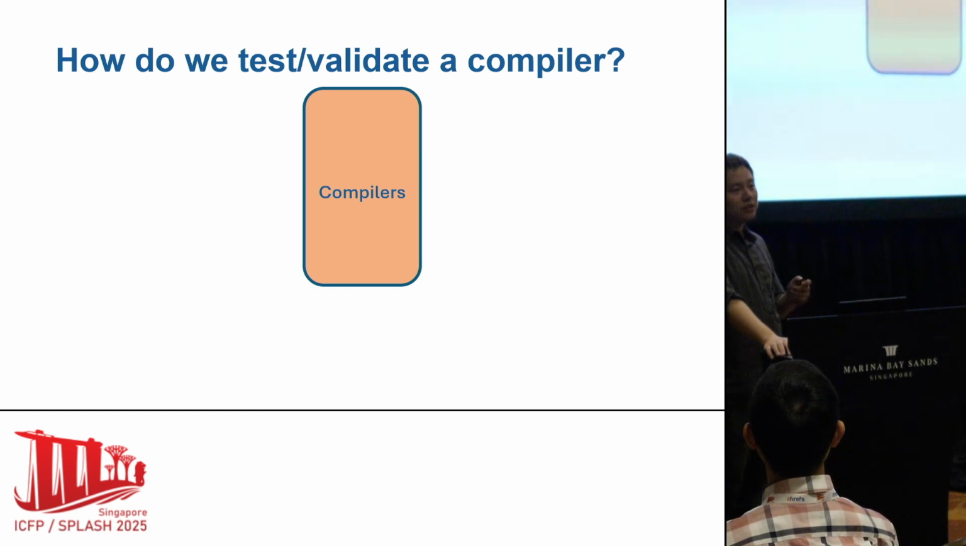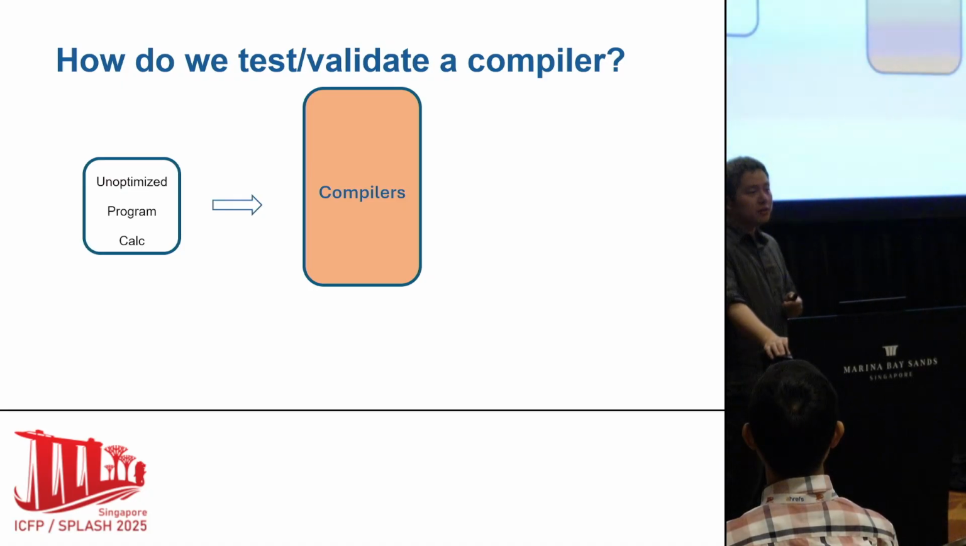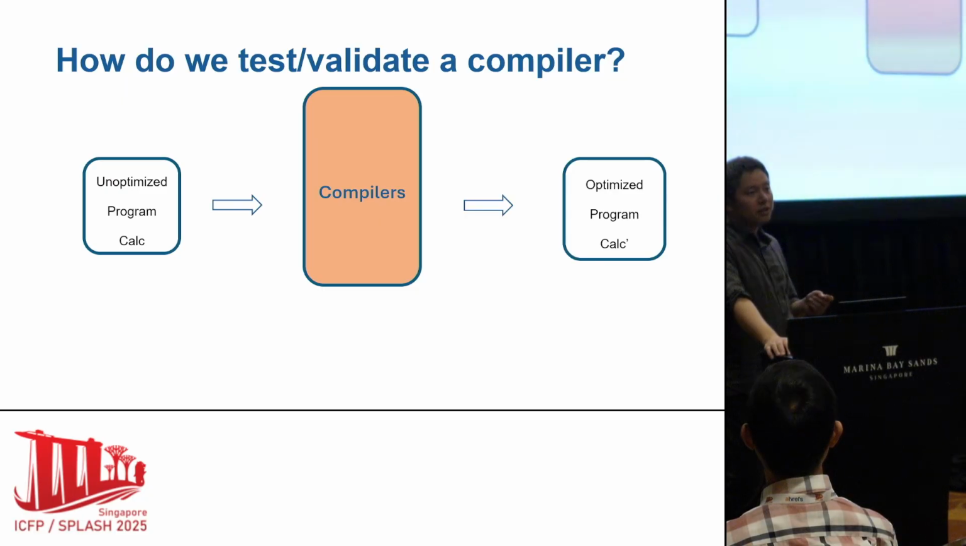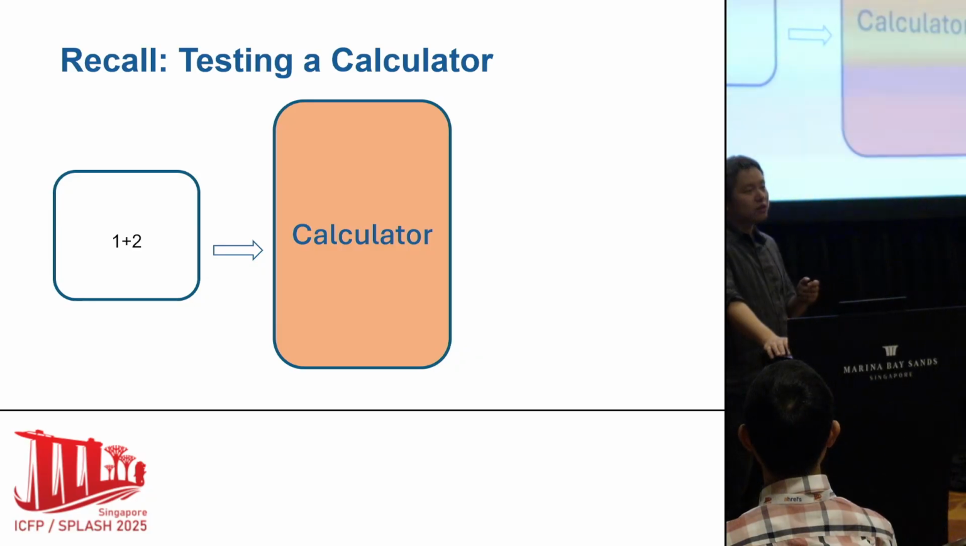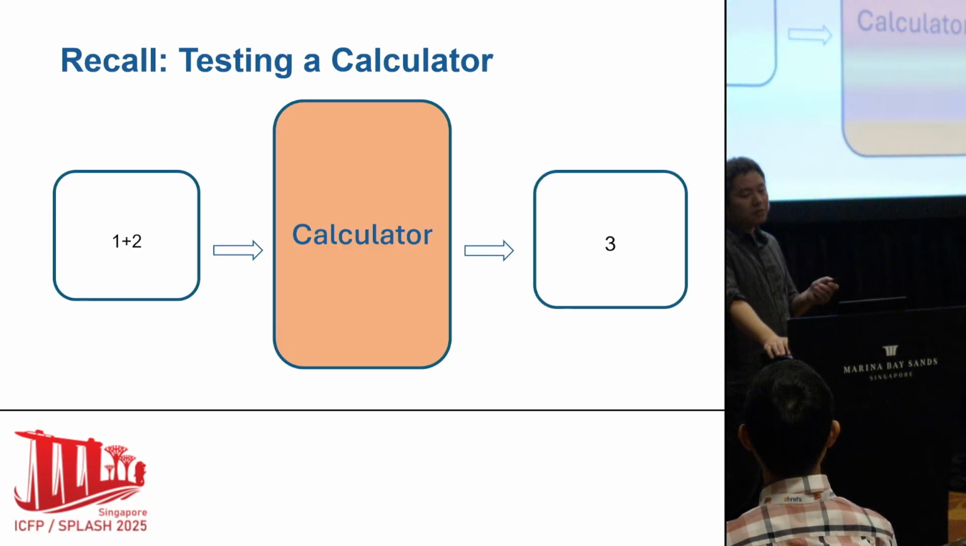Recall that in compilers, the input is not a normal piece of text, but a computer program. Without loss of generality, we assume that this time the input program is a calculator, and the output program is an improved version of your calculator. So now we have yet another philosophical question to answer. How do you know that your calculator prime obtained from your compiler is an improved version of a calculator? In the previous discussion, we know that validating a calculator doesn't seem to be hard. All you need to do is give some inputs like 1 plus 2, and if you see the result of 3, that means most likely that you have a correct implementation of a calculator.